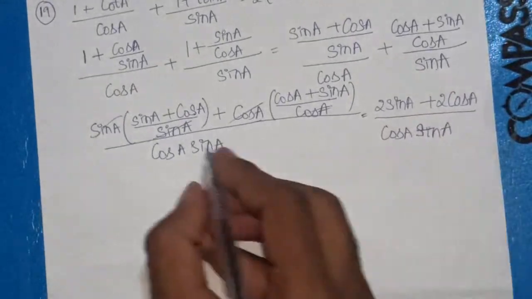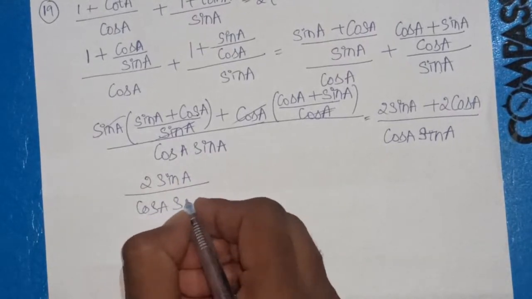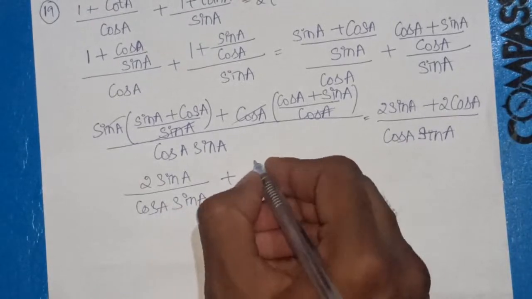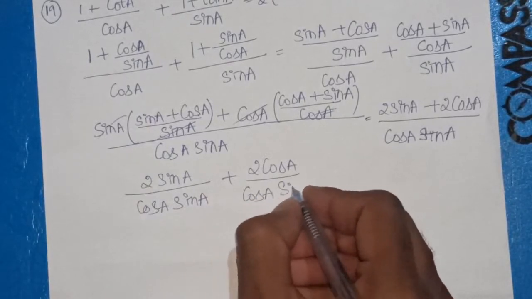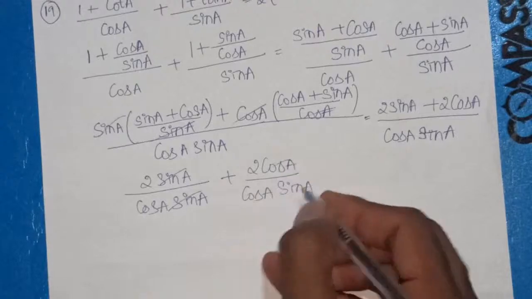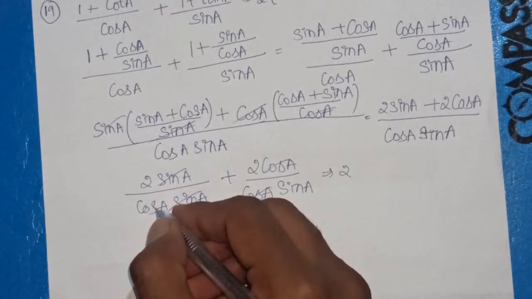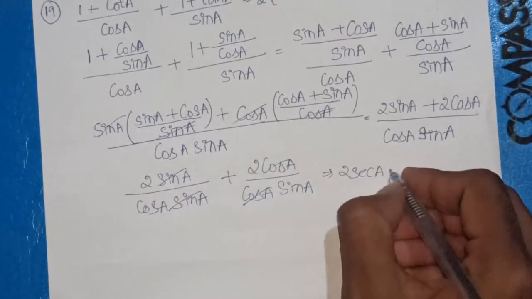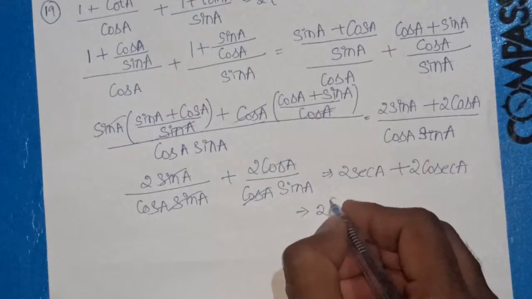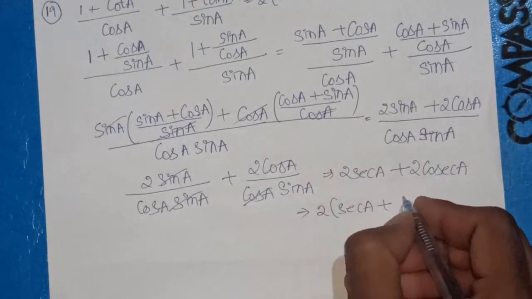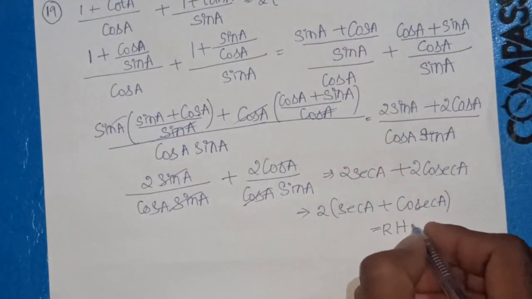Then we need to split the numerator as 2 sin A by cos A sin A plus 2 cos A divided by cos A into sin A. Sin cancels, cos cancels, and we will be left with 2 by cos A, which can be written as 2 secant A, plus 2 by sin A, where 1 by sin A can be written as cosecant A. If we take 2 as common, it is 2 times secant A plus cosecant A, which is equal to our RHS.